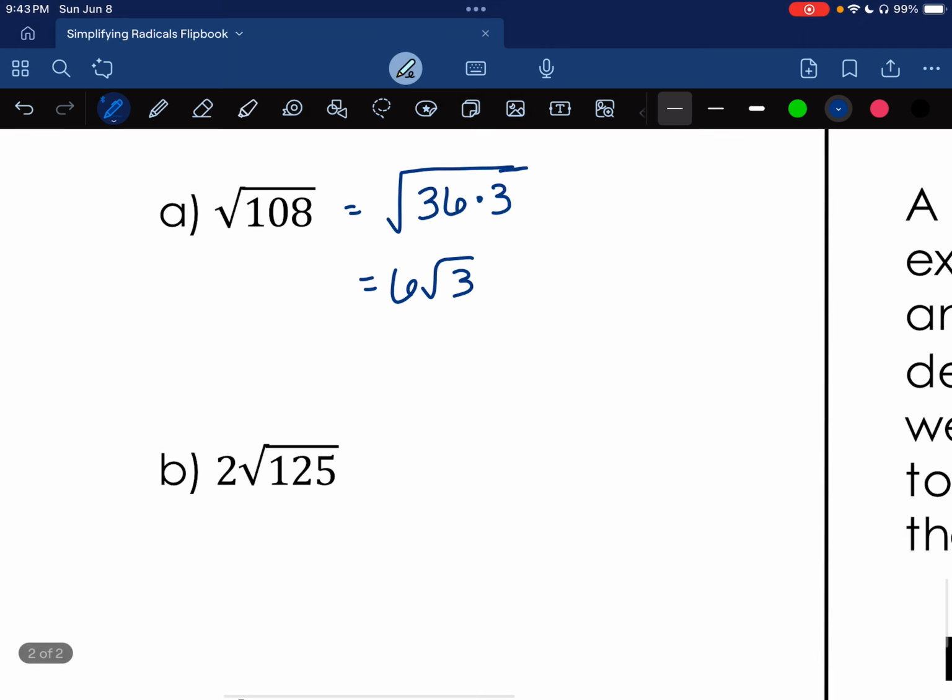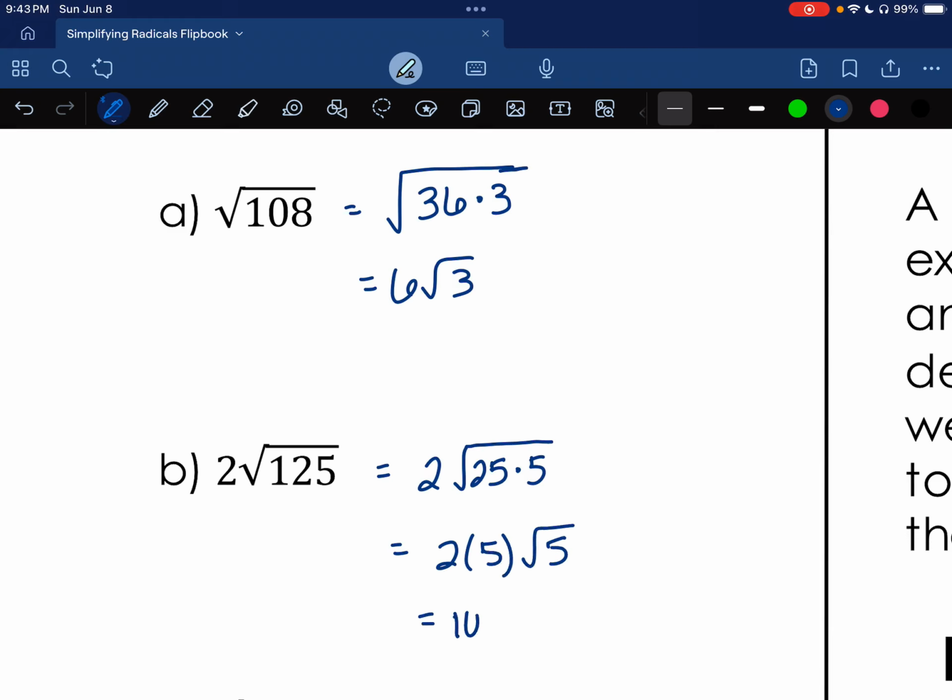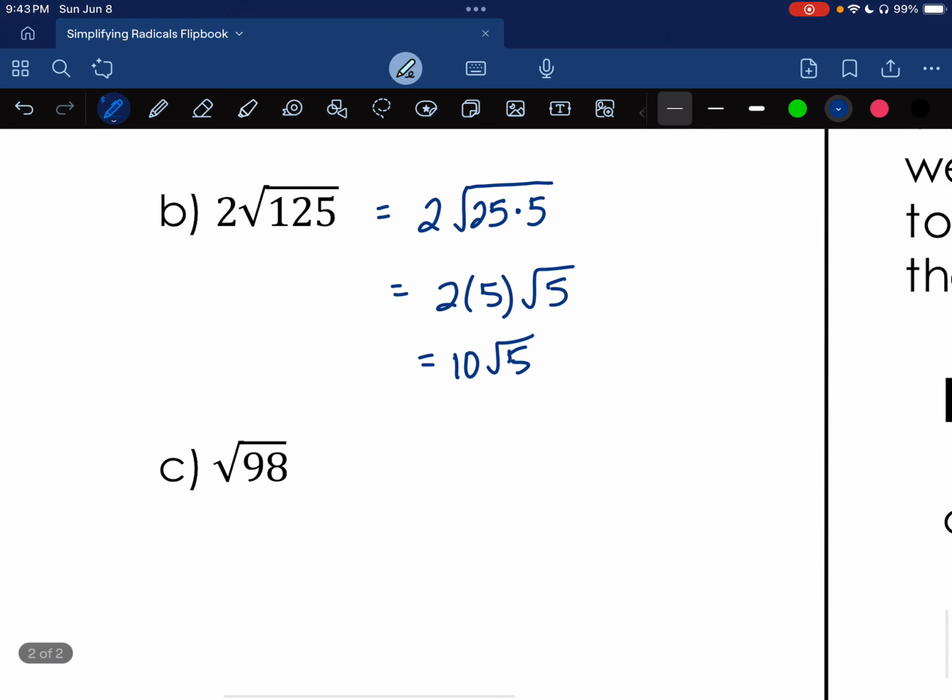In question B, we have this 2 out front, so it's going to have to stay there. And then 125 is 25 times 5. So when you take the square root of 25 and it comes out of the radical, I have to multiply 2 by 5. So I'll have 10 radical 5. Sometimes my students will ask about that stuff, so I think it's important to include from time to time.